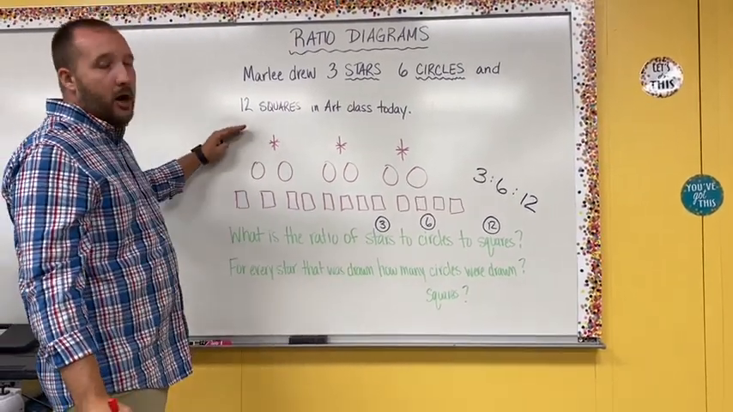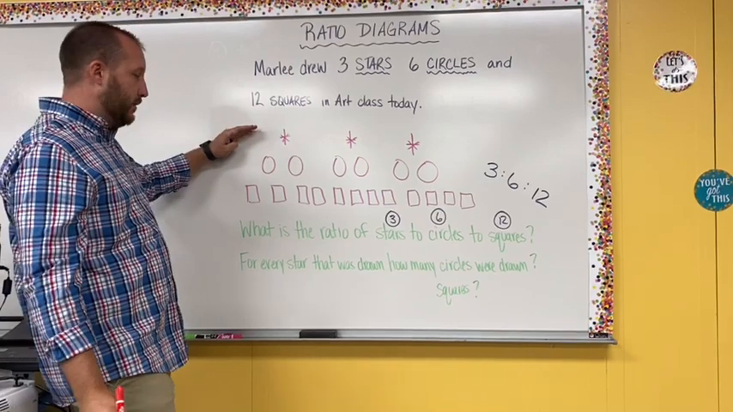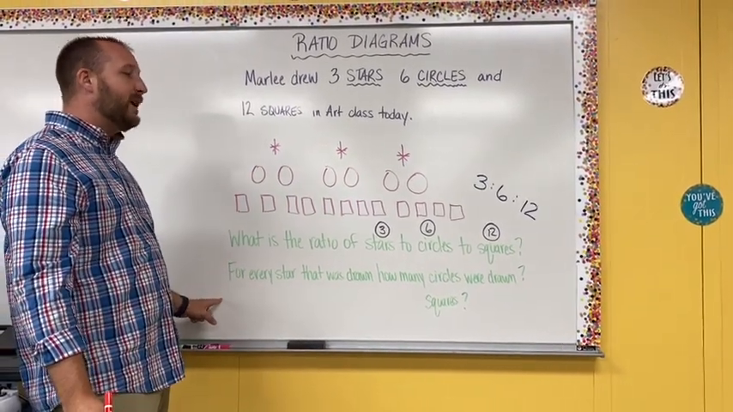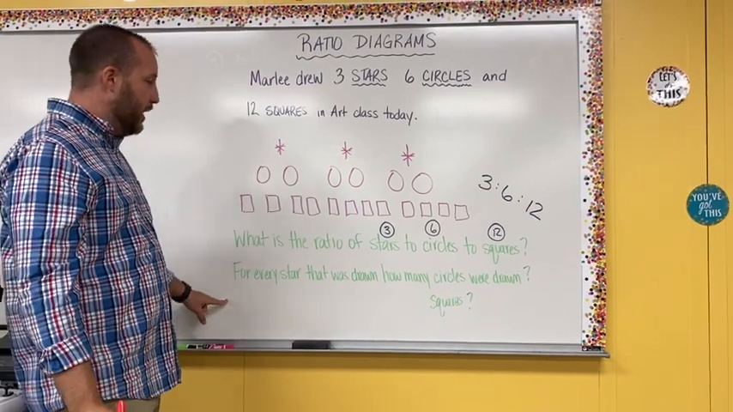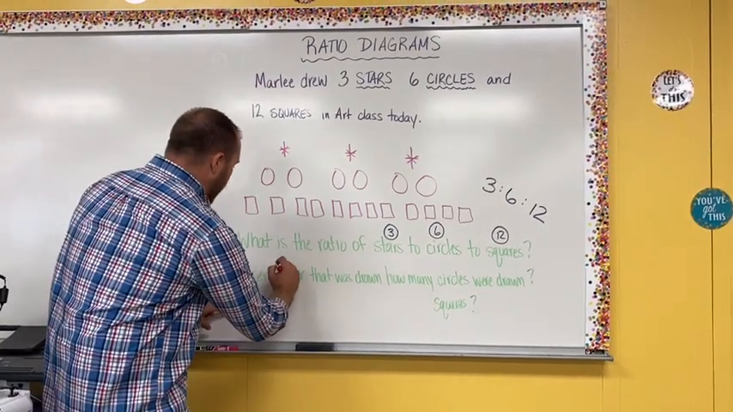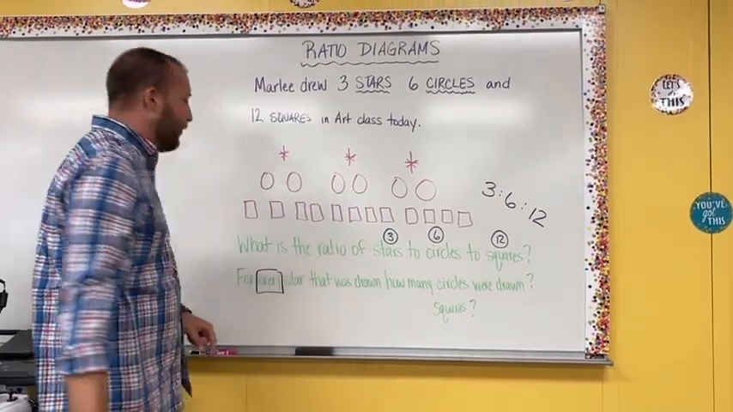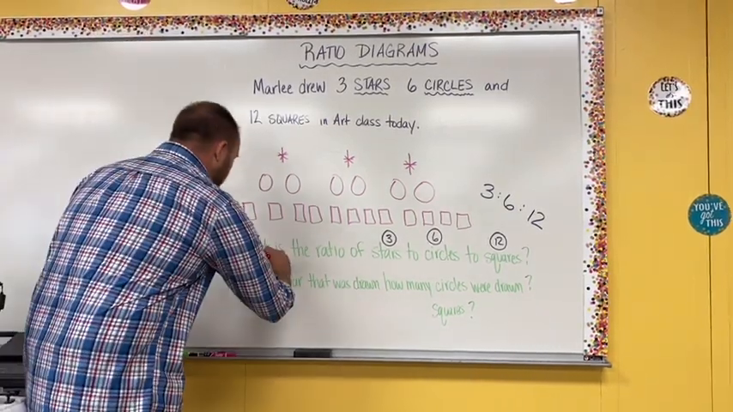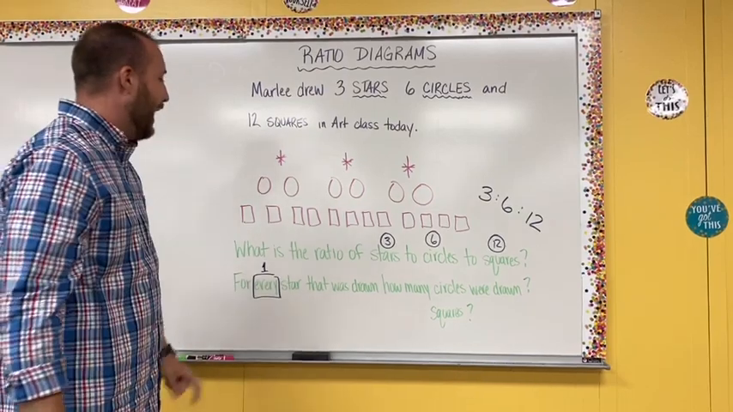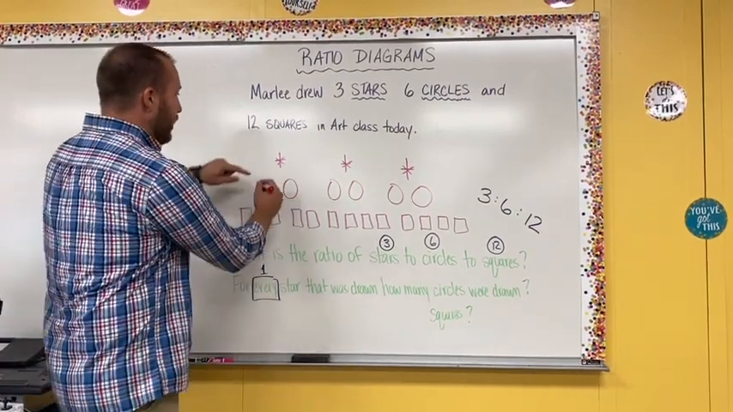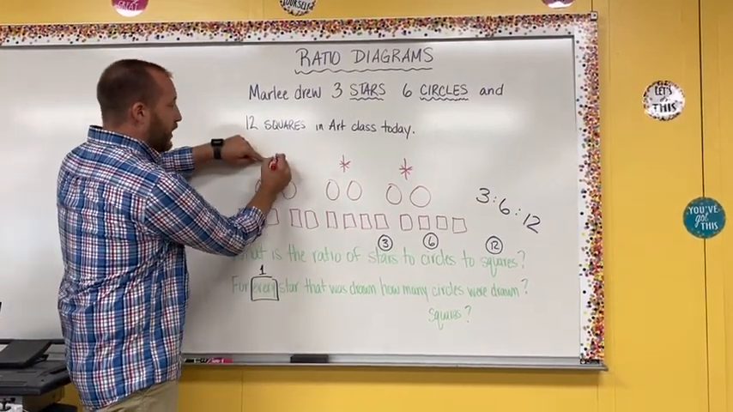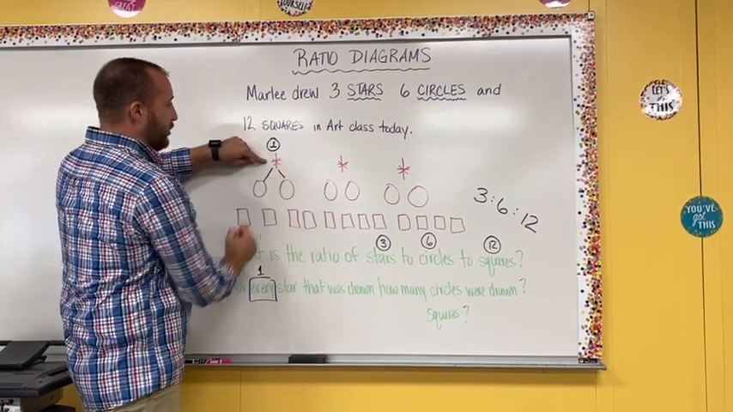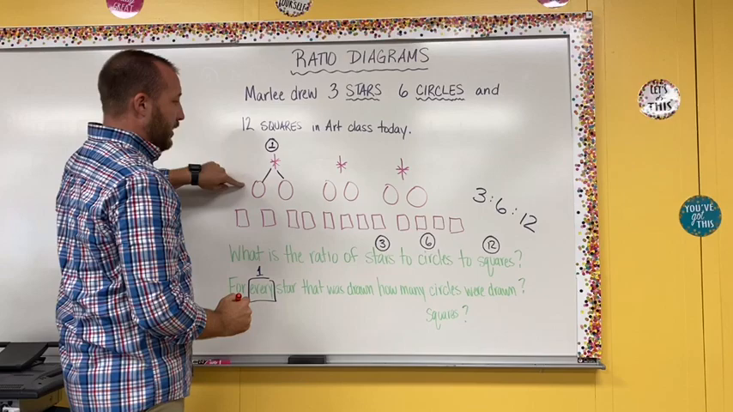Ratio diagrams can also be used to show equivalency, okay? So this question here says, for every star that was drawn, how many circles were drawn, okay? So the key right here is every, okay? For every star. Every star is 1 star. So for every 1 star, how many circles were drawn? Well, let's look up here at our diagram. There's 1 star right here. How many circles were drawn from this 1 star? The answer is 2.